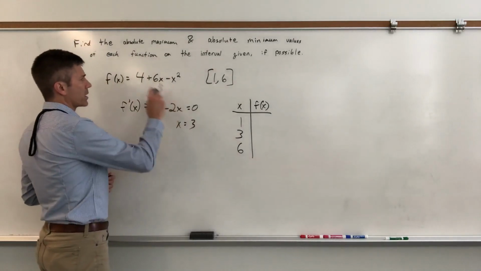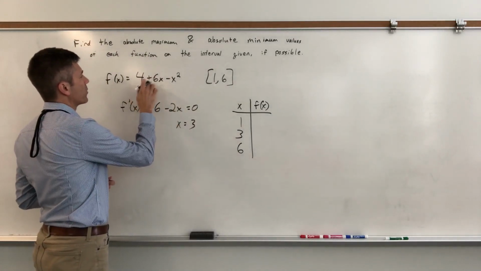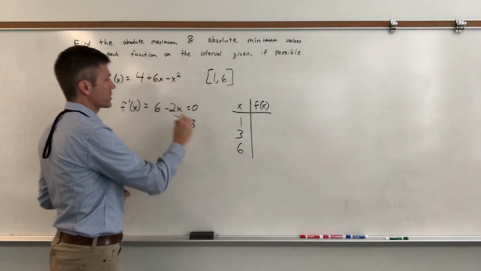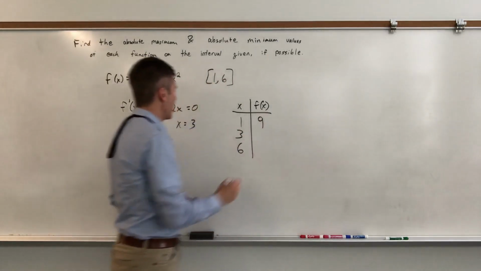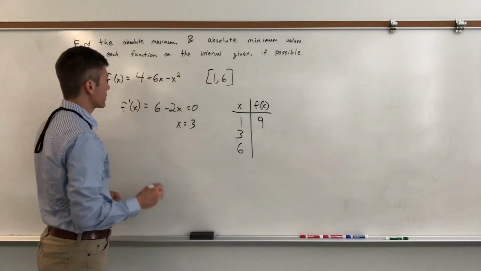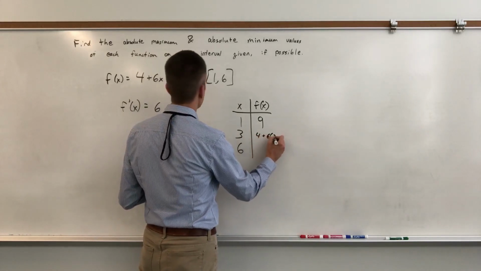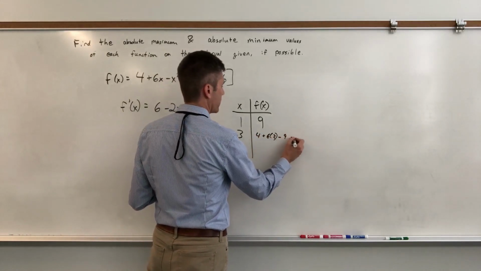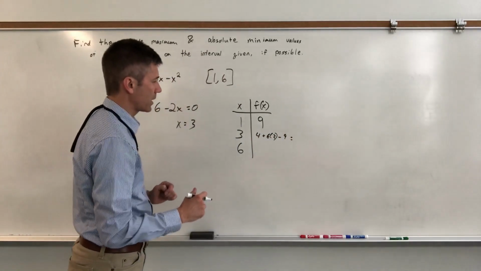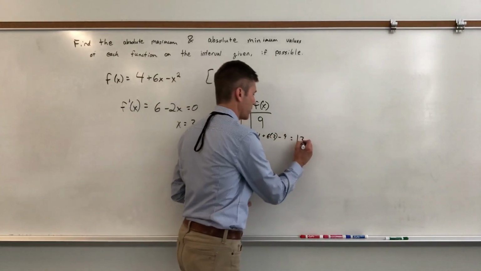So I'm going to plug in a 1. I plug in a 1. I have 4 plus 6 is 10 minus 1. That's going to give me 9. I'm going to plug in a 3. When I plug in a 3, I have, let's just do it on the board, 4 plus 6 times 3 minus 3 squared. And so that's going to give me 13, I believe.